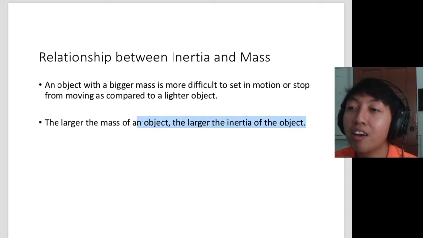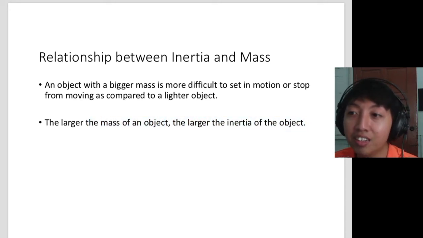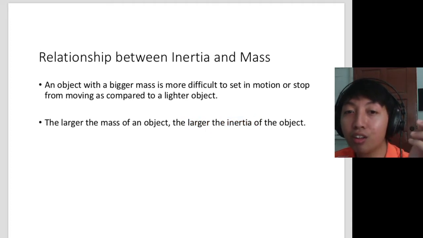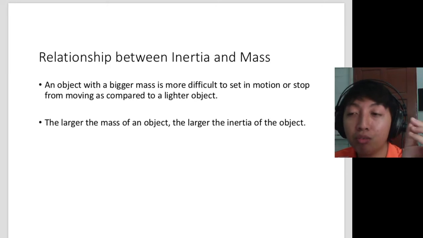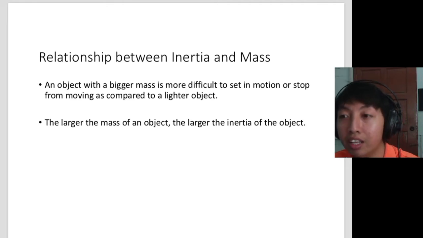So an object that's heavy, like a car, has a lot of inertia. And so it requires a lot of force to make it stop. So like a car, you really need to brake. You need to have good brakes and a lot of force to make a car stop. But if it's just an empty box or a very light football, it's easier to stop because it has less mass and less inertia.